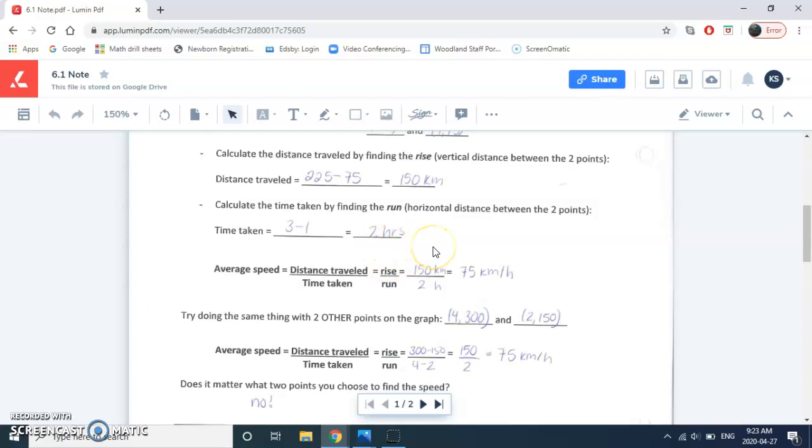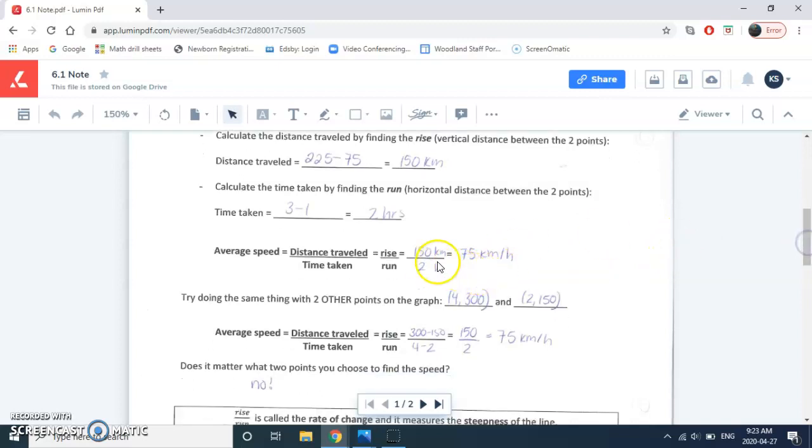So we make a fraction, our rise over run. You'll always put the rise first, and then you're going to put the run on the bottom. So those are 2 key things that we want to key in on, especially when you are studying for your test later on. Rise over run. So 150 kilometers divided by 2 hours is going to give us 75 kilometers per hour. So for every hour, we're going to travel 75 kilometers.